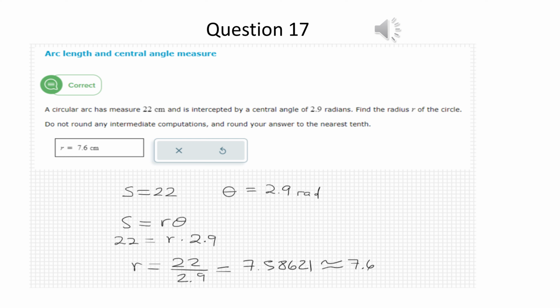Okay, in this example, we're using the same formula, but we are solving for the radius because the information given is 22 centimeters as the arc length, and the central angle, theta, is 2.9 radians. Cool. Same formula, but in this case you isolate the radius. The radius is 22 divided by 2.9. You get the decimal; they want the approximation to the nearest tenth, okay, 7.6.